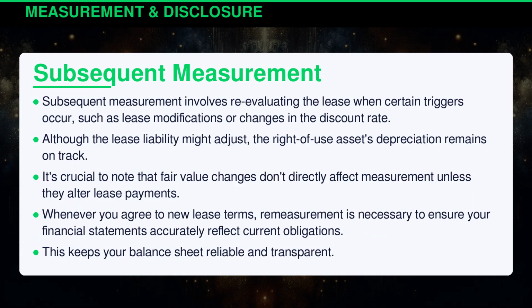Subsequent measurement involves reevaluating the lease when certain triggers occur, such as lease modifications or changes in the discount rate. Although the lease liability might adjust, the right-of-use asset's depreciation remains on track. It's crucial to note that fair value changes don't directly affect measurement unless they alter lease payments. Whenever you agree to new lease terms, remeasurement is necessary to ensure your financial statements accurately reflect current obligations. This keeps your balance sheet reliable and transparent.